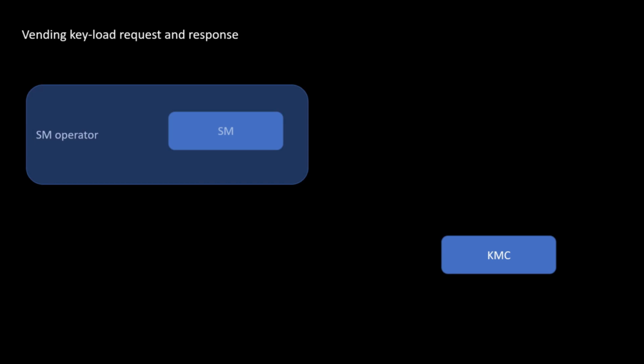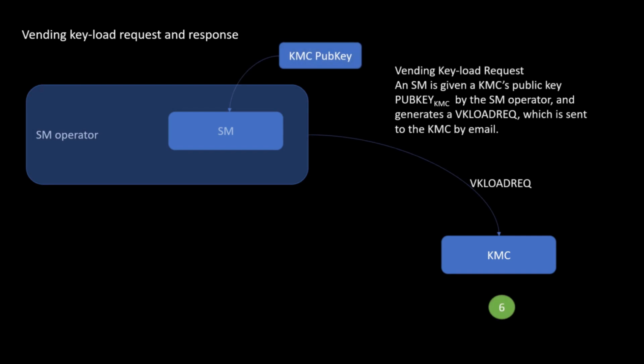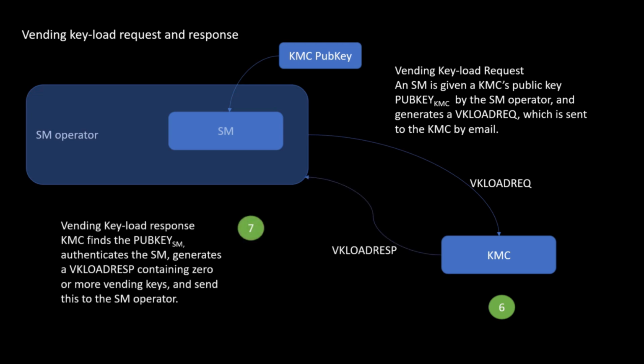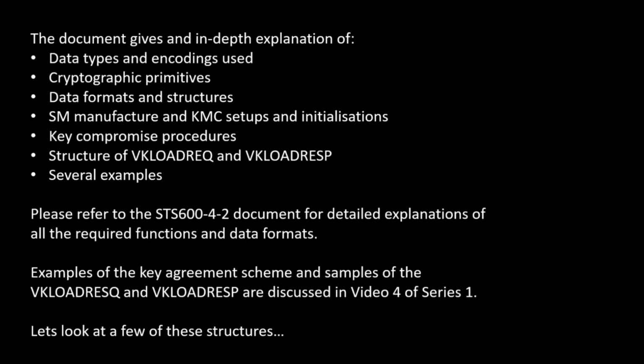So this is the process for the vending key load request and response. The SM operator loads a public key into the security module. So the SM is given a KMC's public key, and of course these will be different for different KMCs. That is the pub key KMC. The SM operator then generates a VK load request, which is sent to the KMC by email. That is step 6. The KMC finds the public key SM, authenticates the secure module, generates a VK load response containing 0 or more vending keys, and sends this to the SM operator, and that's step 7.